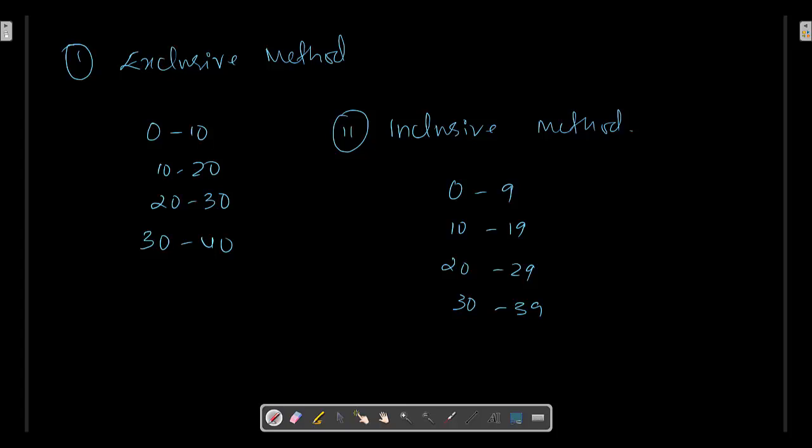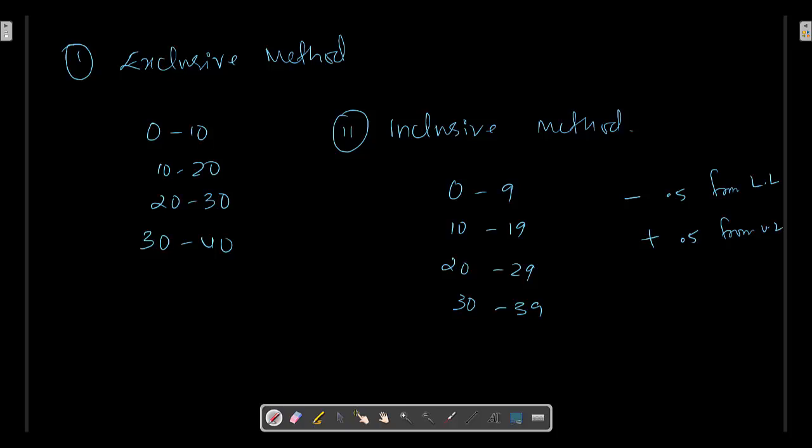Now, one thing that we have to know is that when you find an inclusive method, if you're asked to convert it into exclusive and then find the answer, what you have to do is subtract 0.5 from the lower limit and add 0.5 to the upper limit.